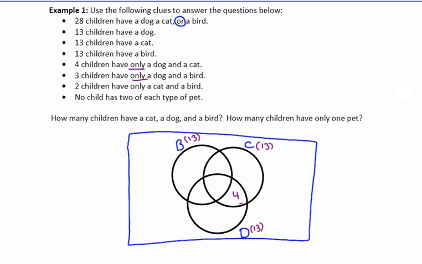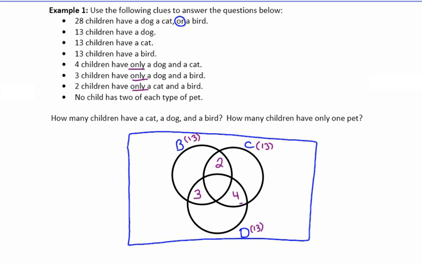3 have only a dog and bird, so D and B, that would go right here, 3. And 2 children have only a cat and bird, 2. No child has 2 of each type of pet. Oh, nobody has 2 dogs or 2 cats. Right, thank you. I'm glad you could interpret that.